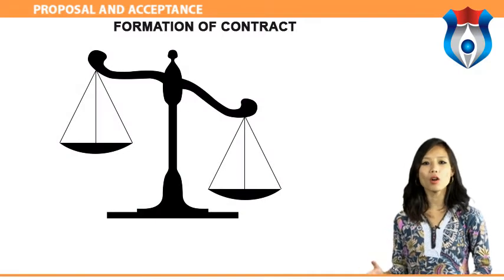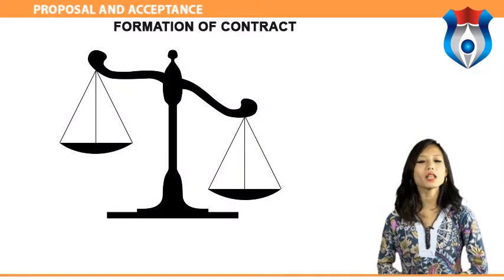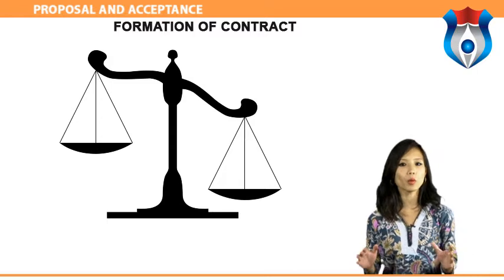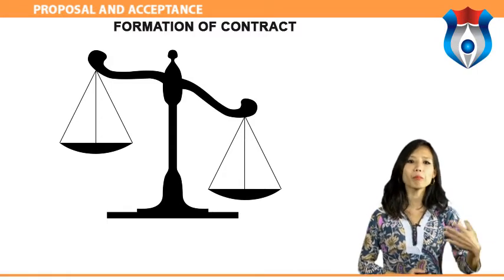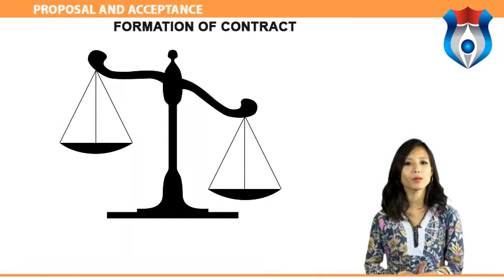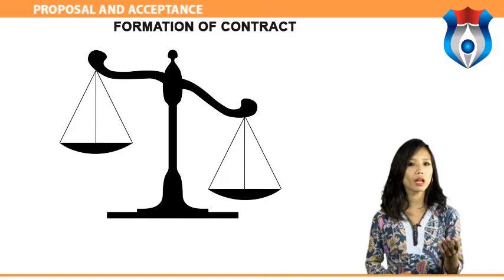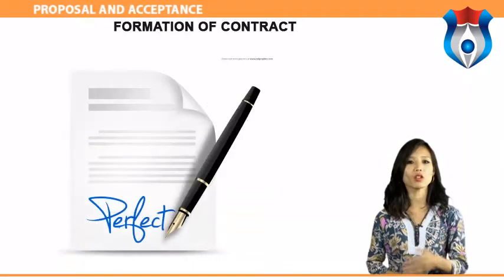Offer. Rules regarding offer. The Contract Act contains various rules regarding offer or proposal. They can be summed up as follows. An offer may be expressed or may be implied from the circumstances. An offer may be made in two ways. Number A, by words spoken or written, and number B, by conduct.